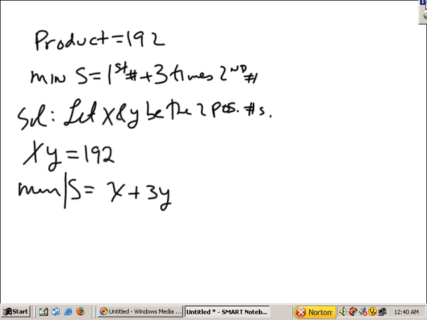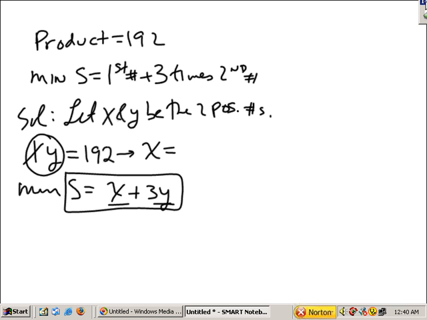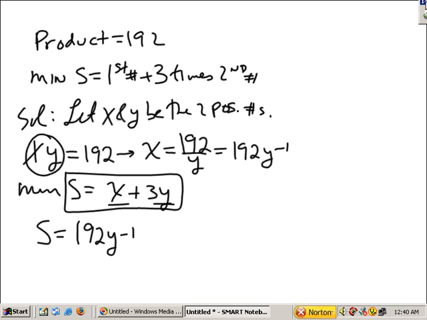Problem is we can't take the derivative of s yet, because it's in terms of 2 variables. So I will divide by y. x y over y. I divide this by y. I get x y over y, which is x. And on the right side, I get 192 over y. In anticipation of taking the derivative, I'm going to write it that way. So s is equal to x, 192y to the minus 1, plus 3.